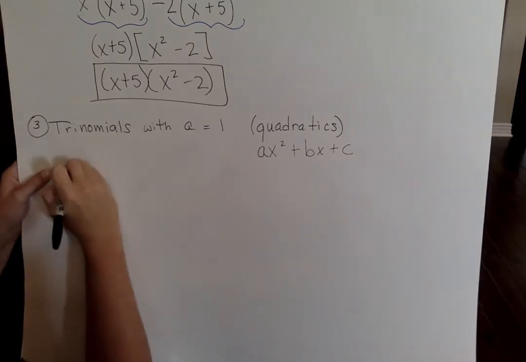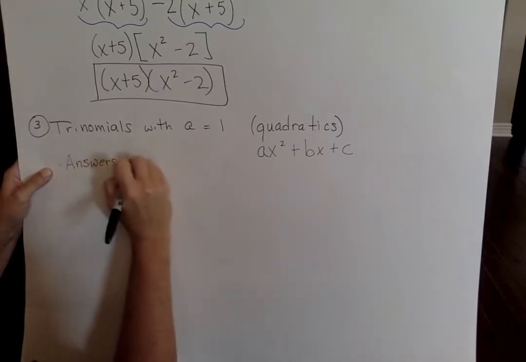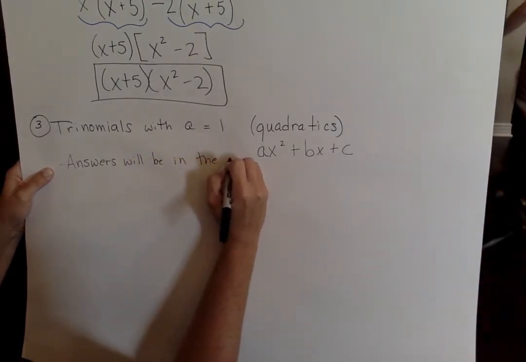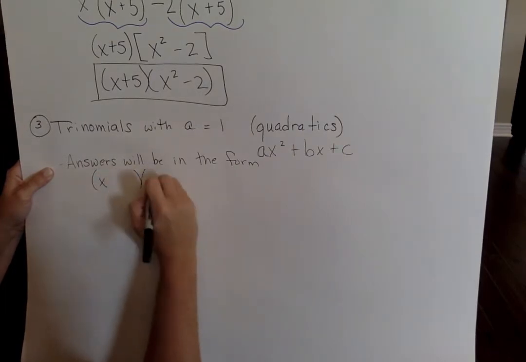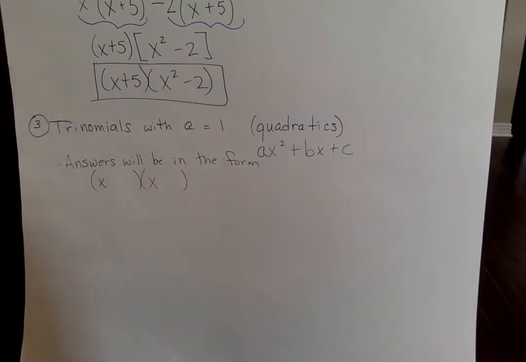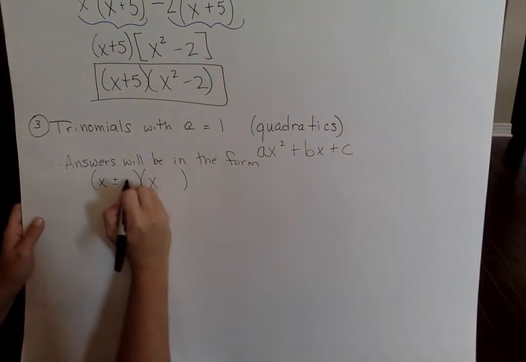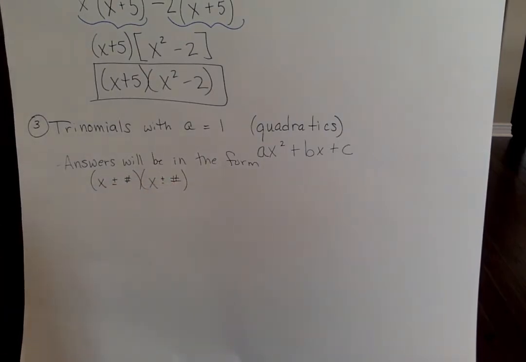So we'll say a couple of things here. Answers will be in the form of two sets of parentheses, and you'll have x as the first term, and really it'll be plus or minus some number, right? Plus or minus some number. Okay, so that's the form we're going to be talking about.